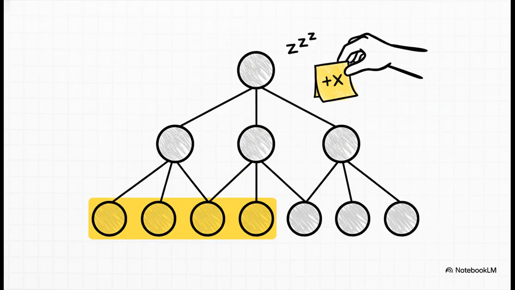The solution is this brilliant idea called lazy propagation. And I love the name because it's exactly what it sounds like. We're going to be lazy about doing the work. Instead of immediately updating every single node that's affected by the change, we just leave a little sticky note on a high-level parent node that covers the entire range.